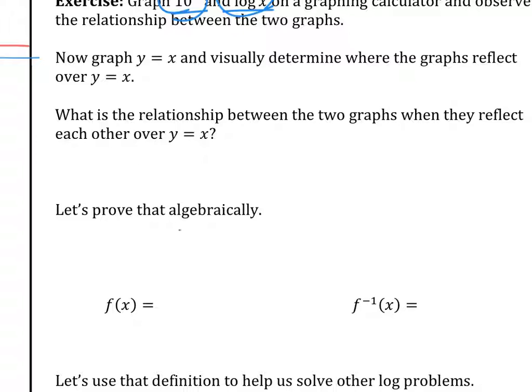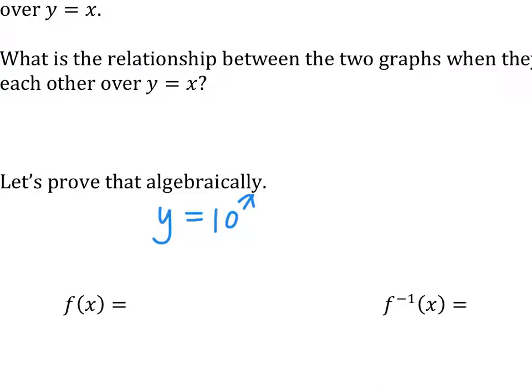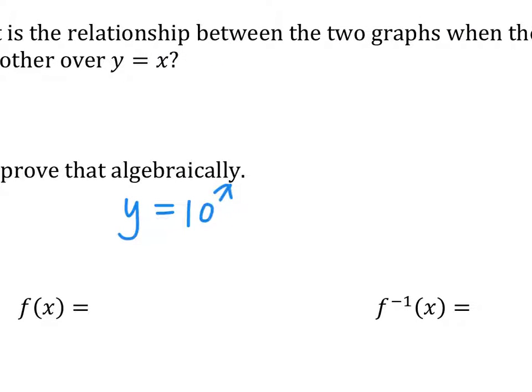So let's say that you have a graph with the equation 10 to the x. How do I find the inverse function of 10 to the x? Switch the x and y. Yes, very good. So we're going to find the inverse function. We're going to switch x and y. How do I solve that? I need to bring that x down, right?